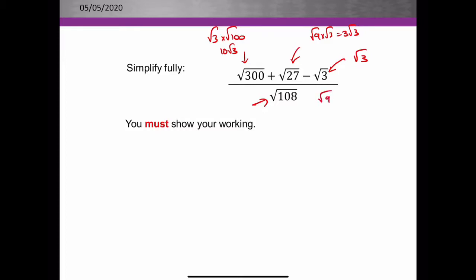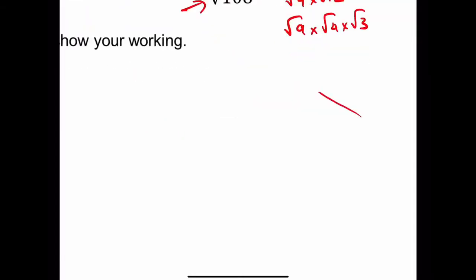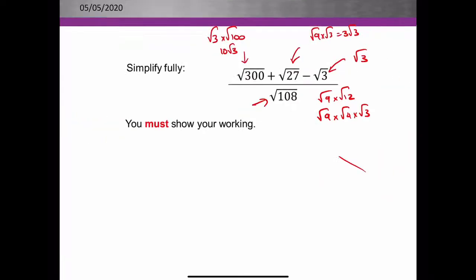So let's have a look first of all. 9 times root 12. So root 9 times root 4 times root 3. So actually, you'll find that 36 goes into 108 three times. So the biggest possible square number is root 36 times root 3. So therefore that's 6 root 3.